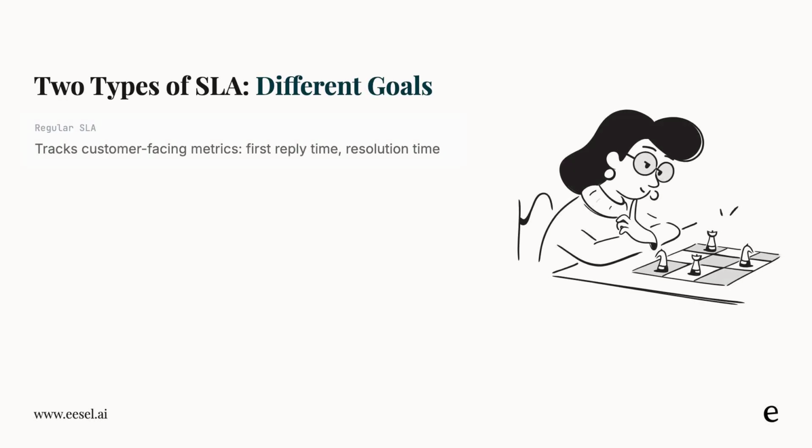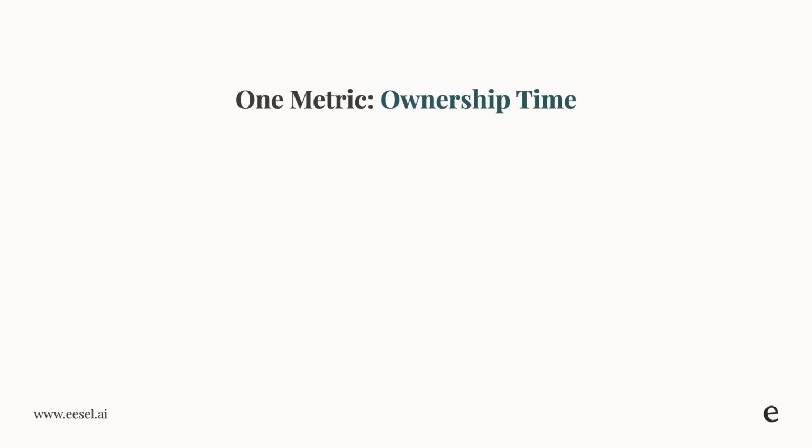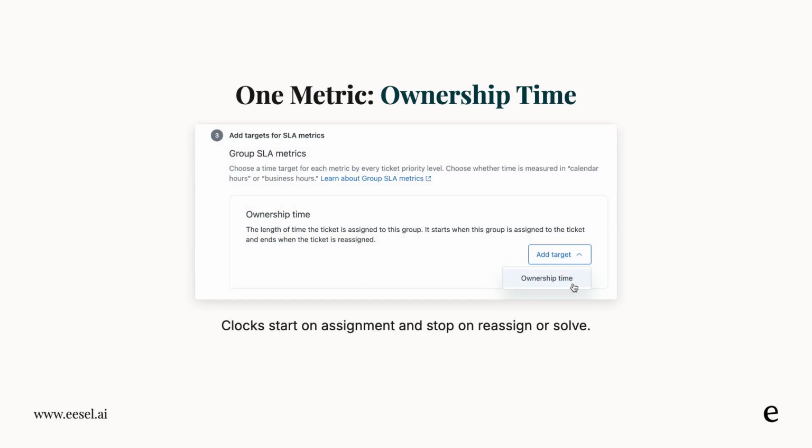You probably already know regular SLAs. They measure how fast you respond to customers. Group SLAs are completely different. They track how long a specific internal team holds a ticket, creating accountability between your own teams rather than just toward the customer. Group SLAs only track one thing: ownership time.